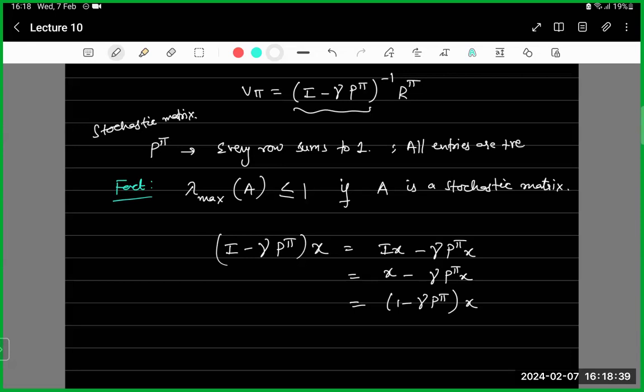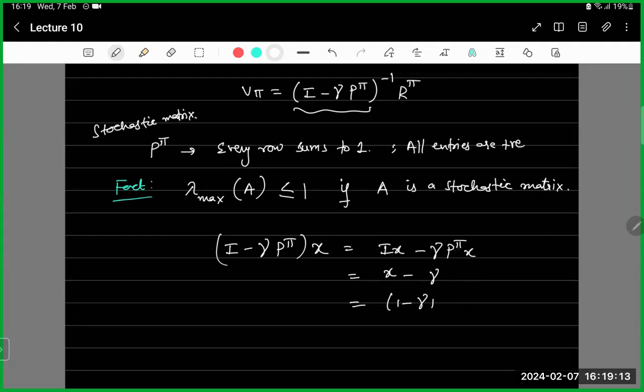It's a scalar, right? H is a vector and P pi H is also a vector. So you're just summing two vectors which are multiplied by two scalars, 1 into X minus gamma into Y. Sorry, I just made a small mistake here. It's not P pi X, it's lambda.